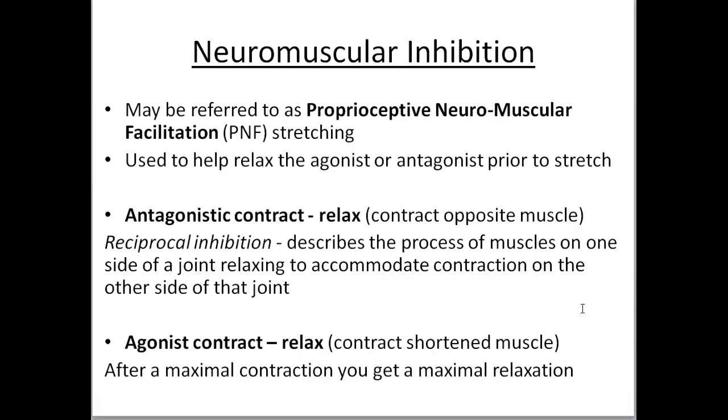So neuromuscular inhibition. This could be referred to as proprioceptive neuromuscular facilitation, or PNF. We're not using true PNF here, we're just using contract relax, which you'll cover in the practical session. So the antagonist contracts, so that you contract the opposite muscle and you get reciprocal inhibition, which describes the process of the muscles on one side of a joint relaxing to accommodate the contraction of the other side of that joint. And then you've got agonist contraction and then relaxation, so you contract the shortened muscle. After a maximal contraction, you get a maximal relaxation. And all this will become clear in the practical session.